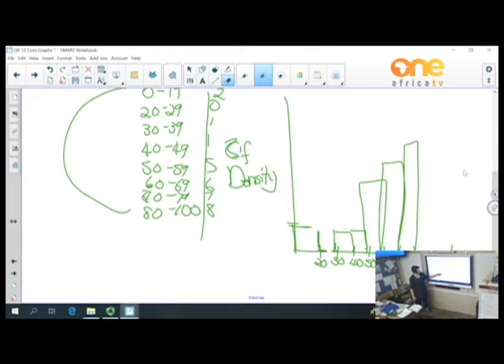And look at the last one. This one's frequency is 8. The bar width is double, so I'm going to draw this one up to 4.